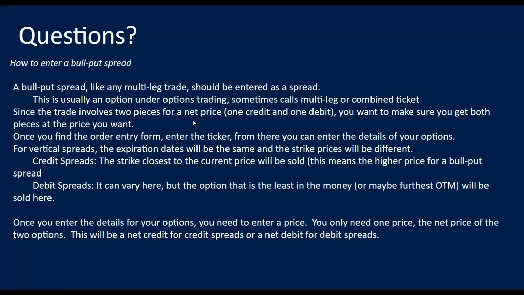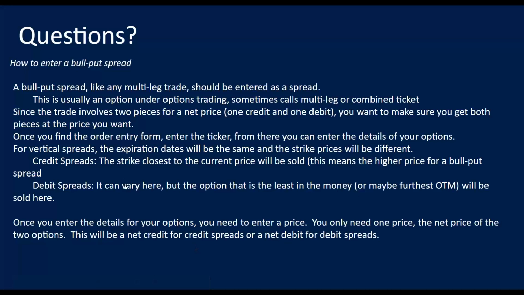All right, so once you find the order entry form, you're going to enter the ticker, and from there you're going to put in the details of your option, right? Your strike price, expiration date. For a vertical spread, the expiration dates will be the same. I've seen cases where there's a vertical spread ticket that only has you put in the expiration date once because there's only one expiration date. Sometimes the vertical spread ticket has you put it in twice. It really just depends on where you're doing the trading. But yeah, the strike prices will be different.